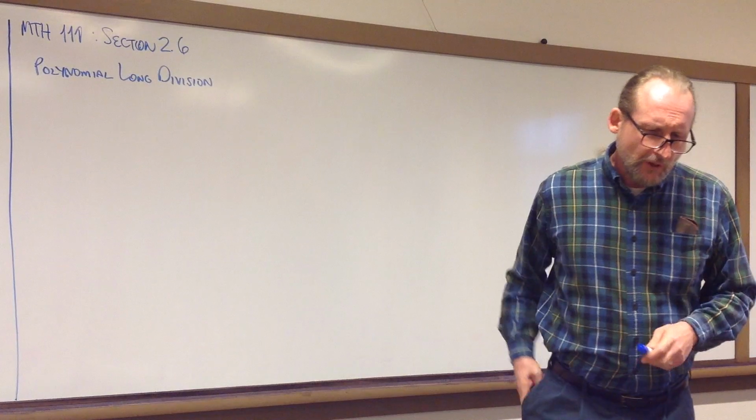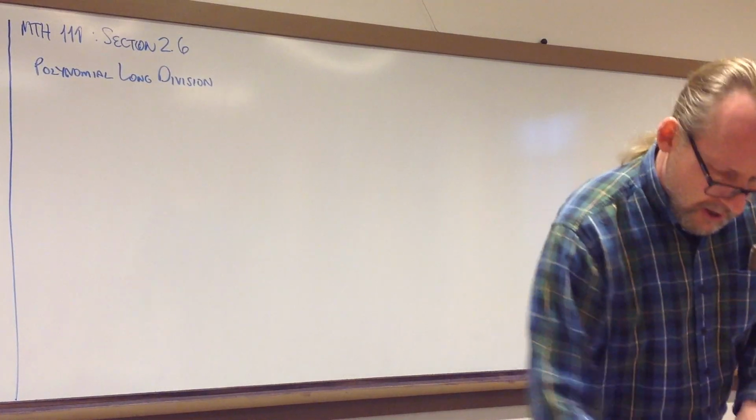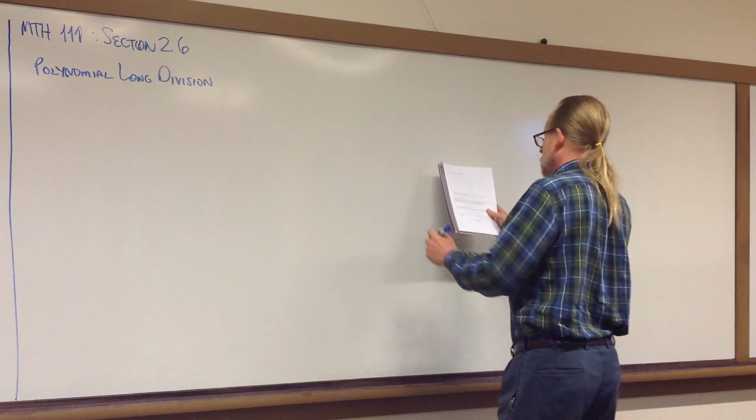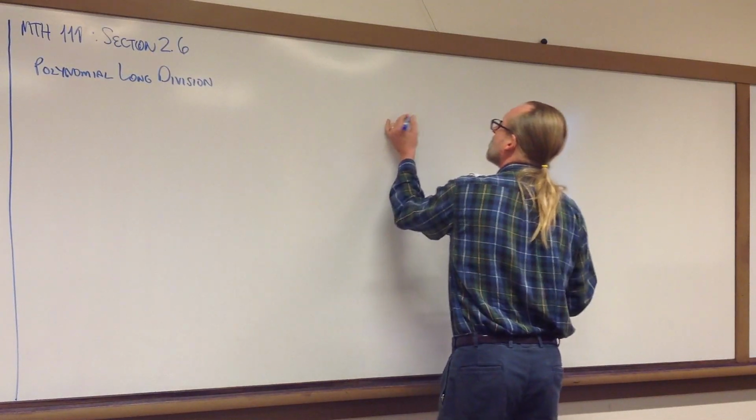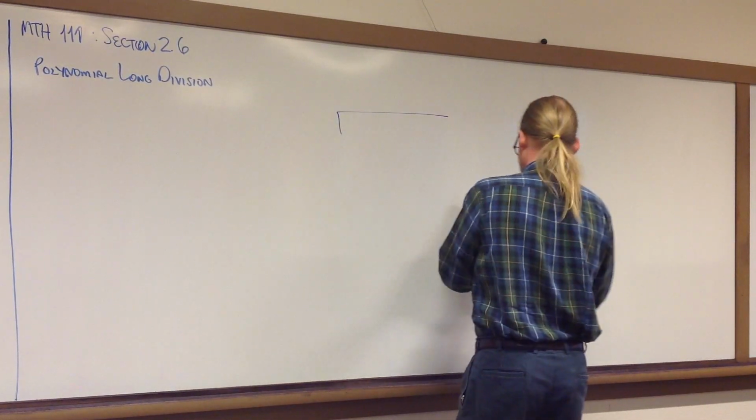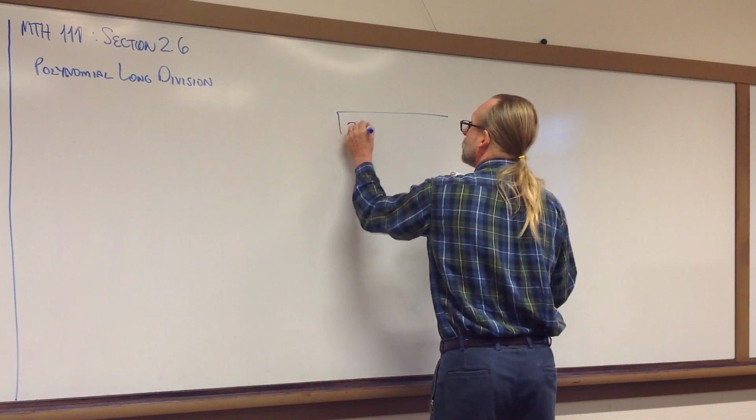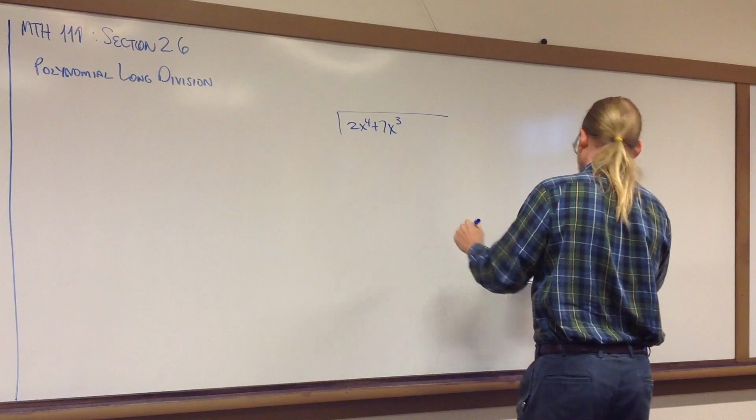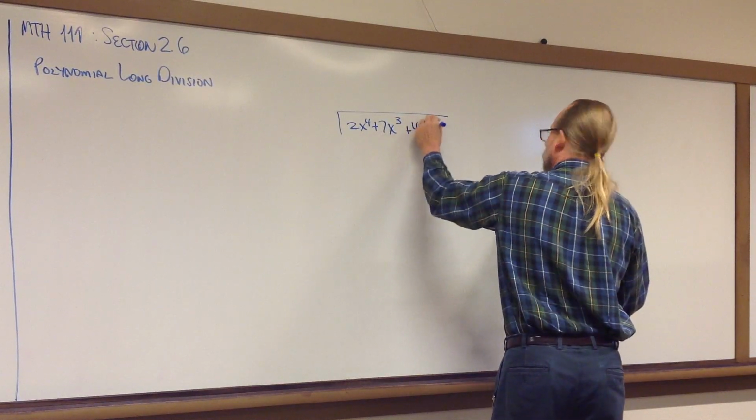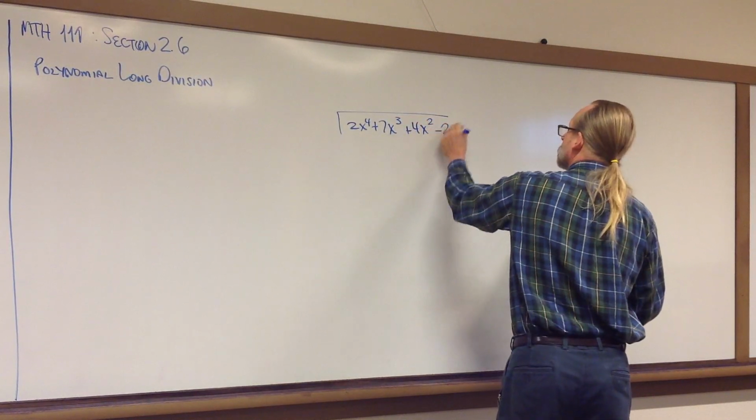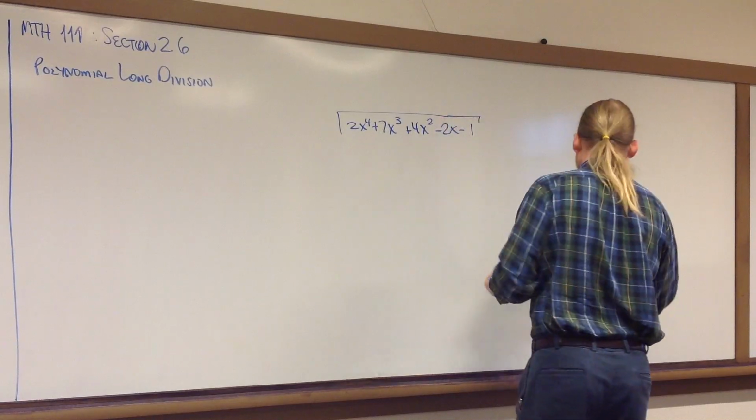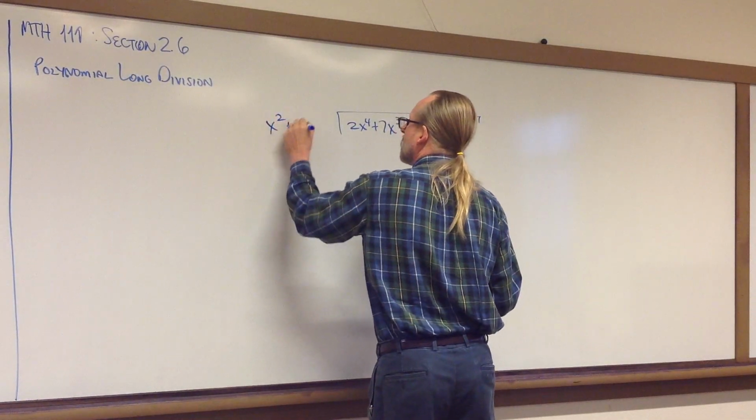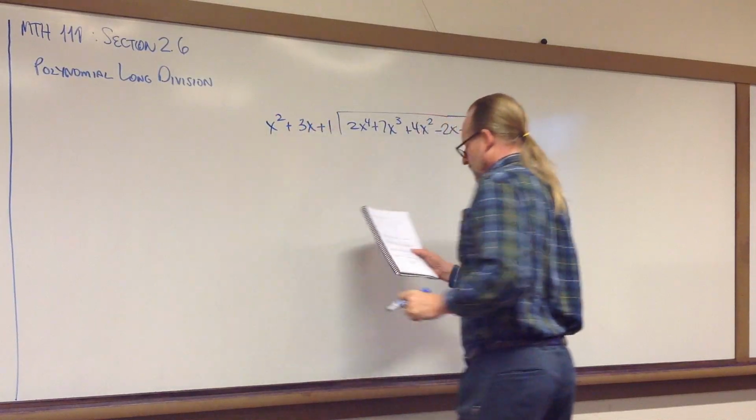So for starters, I'm going to do the problem on page 115 here. We've got a polynomial 2x to the fourth plus 7x cubed plus 4x squared minus 2x minus 1. And that's getting divided by x squared plus 3x plus 1.